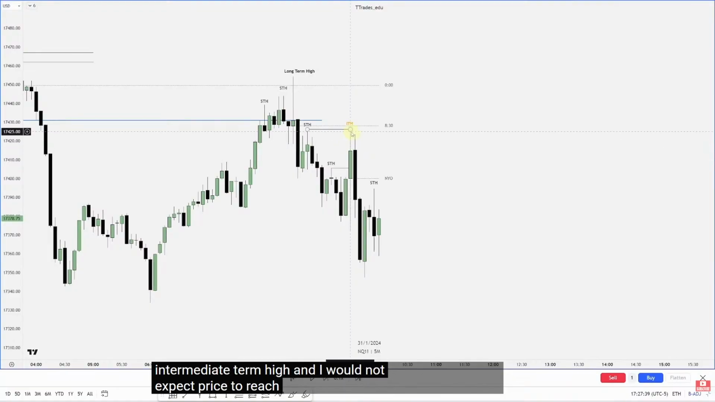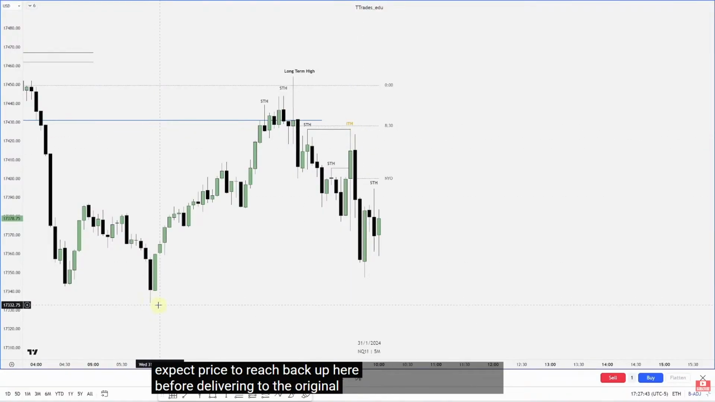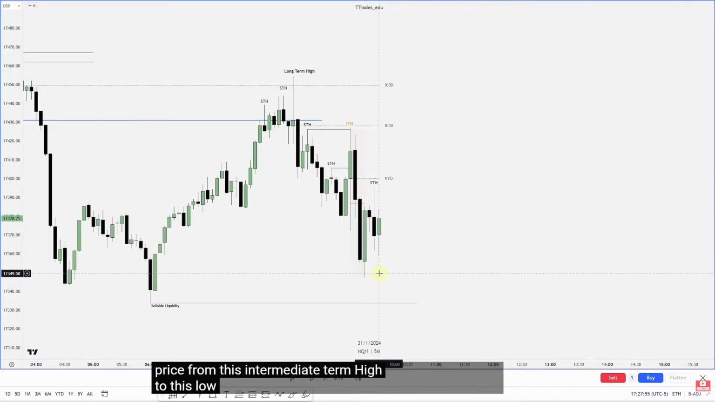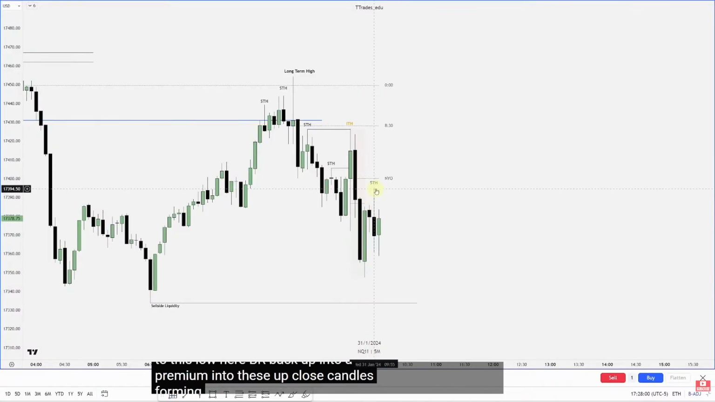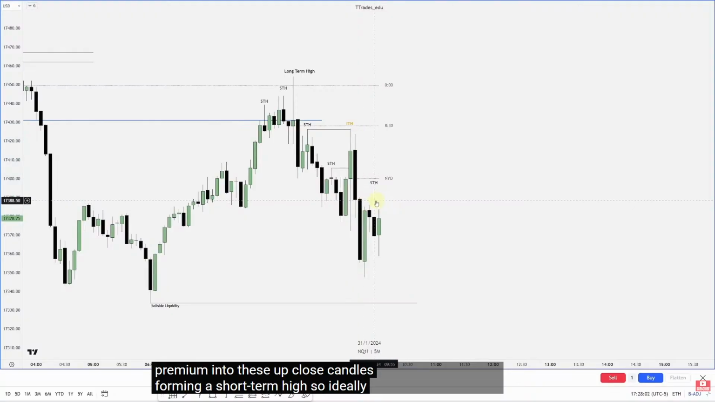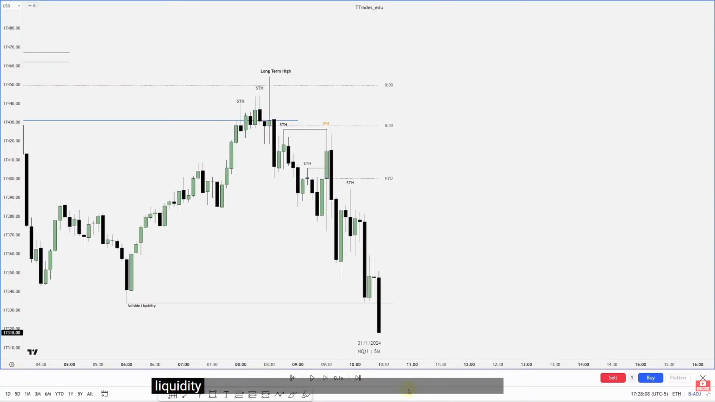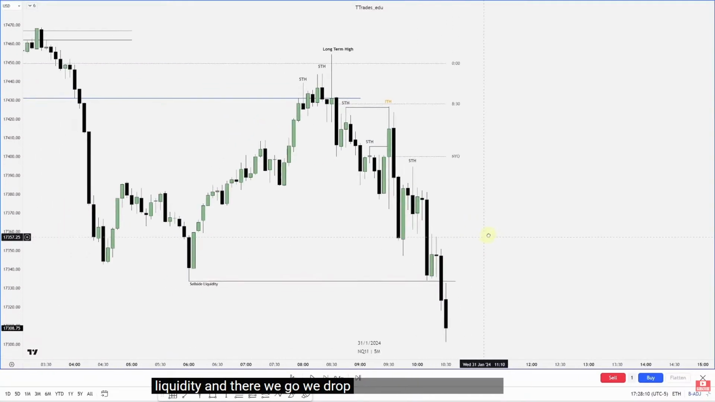I would not expect price to reach back up here before delivering to the original consolidation or sell-side liquidity resting right here. And if you notice, price from this intermediate term high to this low here, reach back up into a premium, into these up-close candles, forming a short-term high. So ideally, price then drops down into sell-side liquidity. And there we go, we drop and hit the lows.